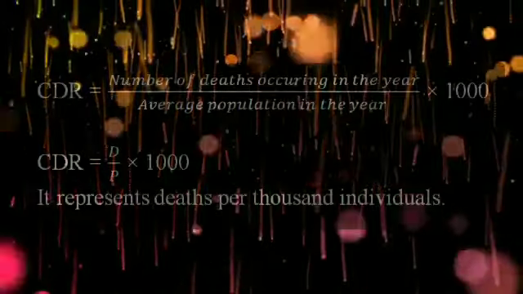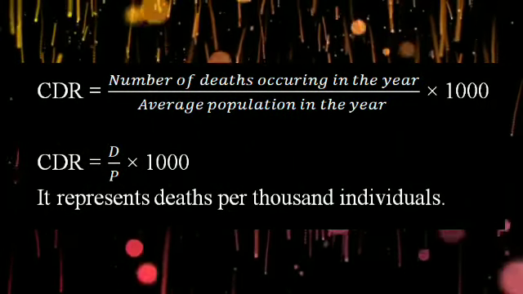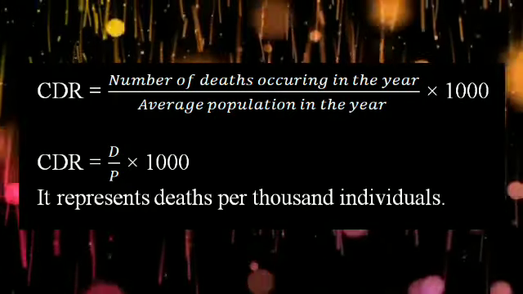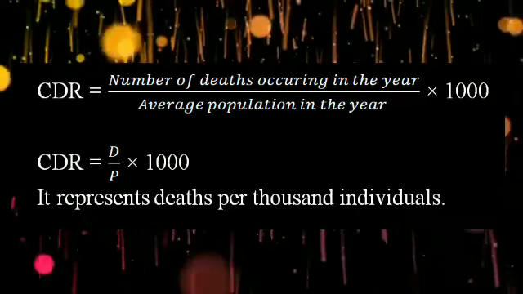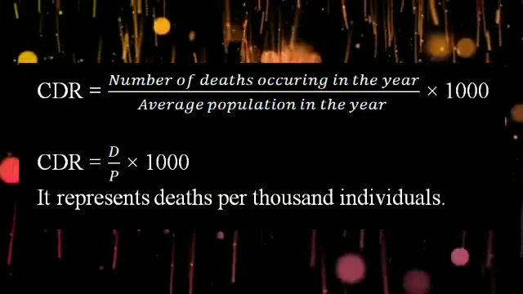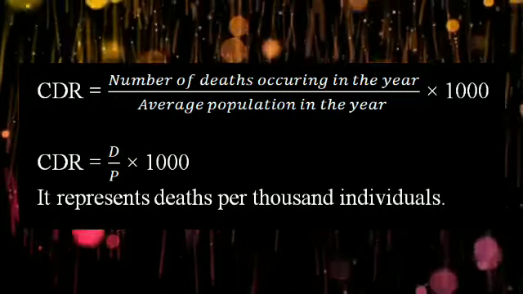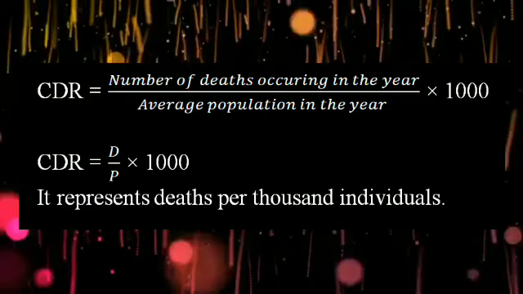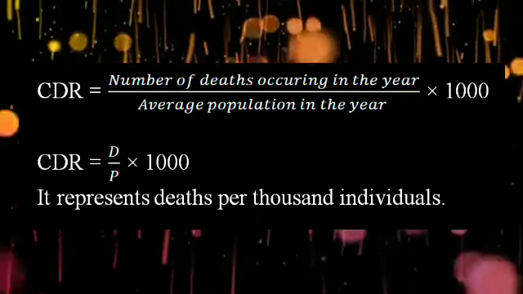The formula is given here: CDR equal to number of deaths occurring in the year divided by average population in the year, which is multiplied by 1000. That is equal to D divided by P multiplied by 1000. As well known, CBR equal to B divided by P multiplied by 1000, where birth ratio is considered to its total population, which was multiplied by 1000. Here it is total number of deaths divided by total population irrespective of their gender, which is multiplied by 1000.